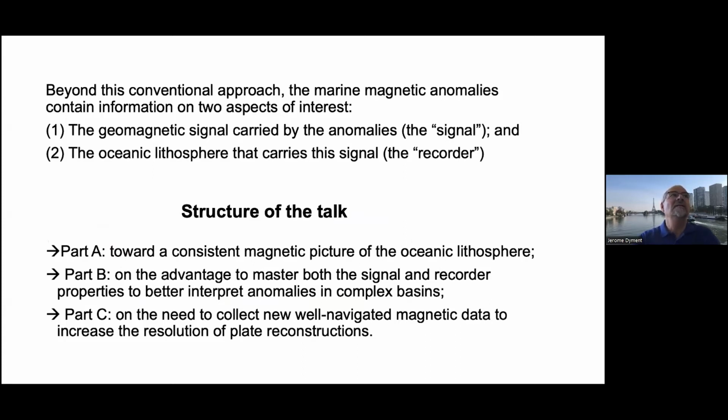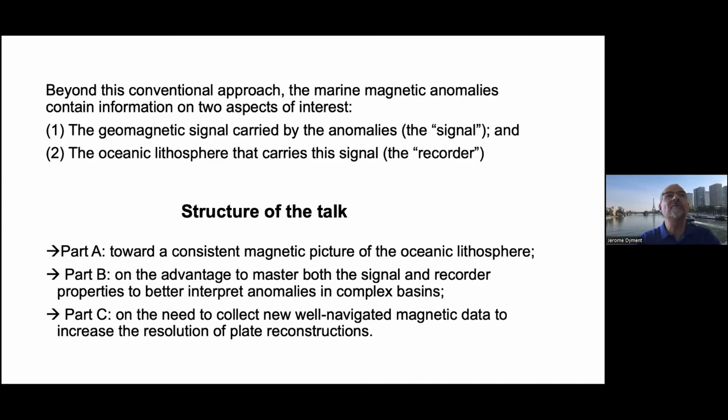First, they tell us something about the geomagnetic signal carried by the anomalies. That is the evolution of the field in time, the history of the geomagnetic field created by the Earth's core for the last 160 million years. That's what I call the geomagnetic signal. And second, a lot of information also on the recorders, that is the oceanic lithosphere that carries that signal.